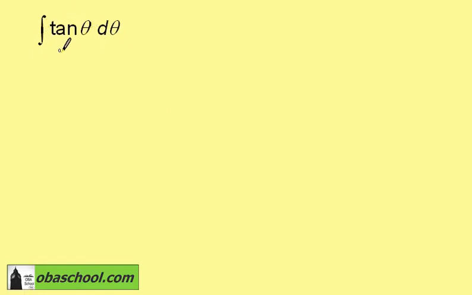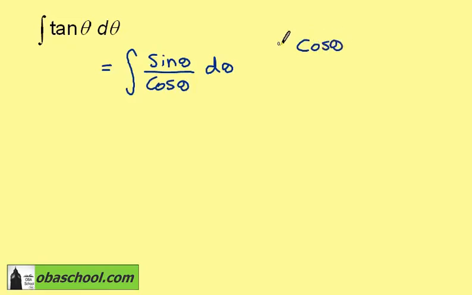We want to integrate tan theta with respect to theta. This is the integral of sine theta over cos theta d theta. Note here that if we take cos theta and we differentiate, we get minus sine theta. So apart from the negative sign, the top of this fraction is the differential of the bottom.